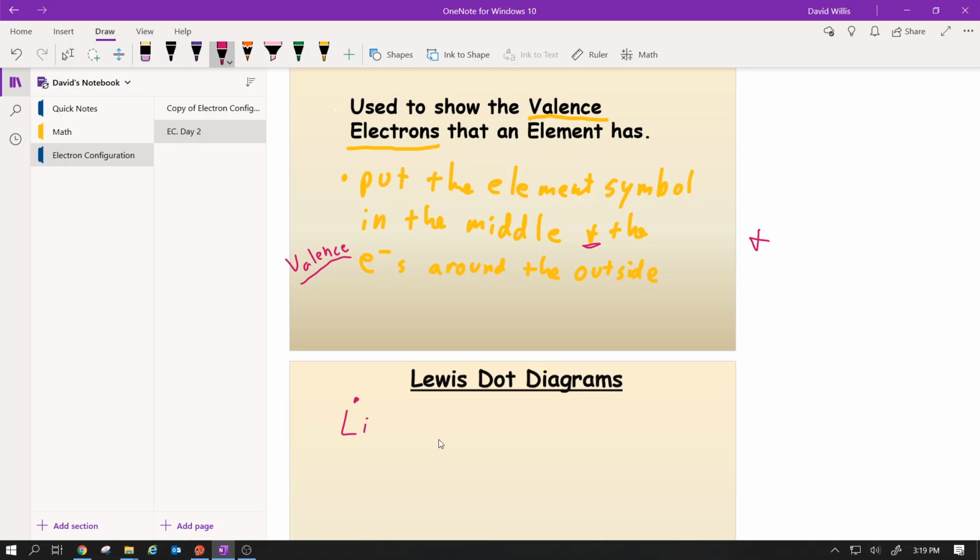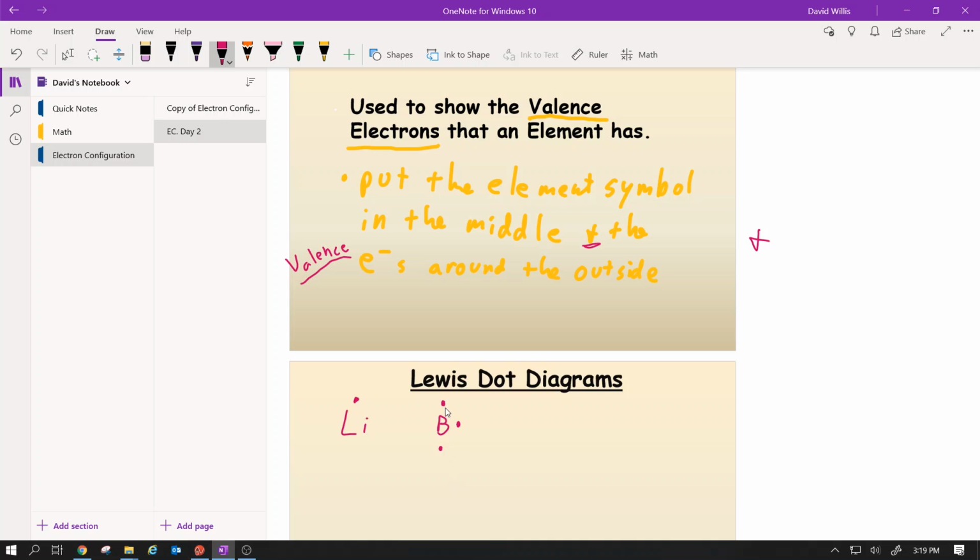Now, what if I did boron? All right, excellent. It's in group 3A, so it has 3 valence electrons. 1. Now do I put 2, do I double up? Why? What do we know about electrons? They like their own space.